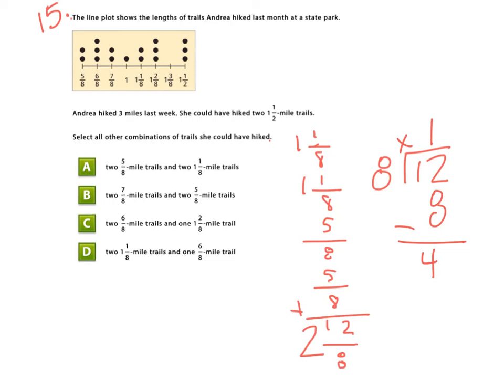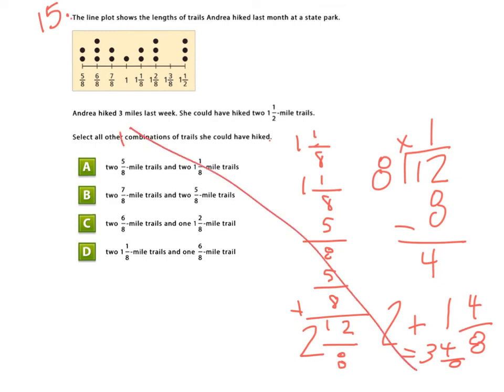So now our fraction will look like this. 2 plus 1 and 4/8, which will equal 3 4/8, which is not equal to 3 miles. So combination A will not work.